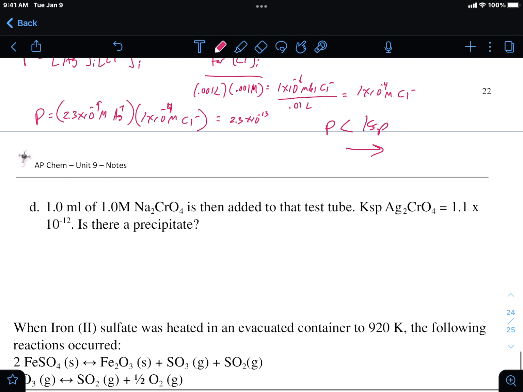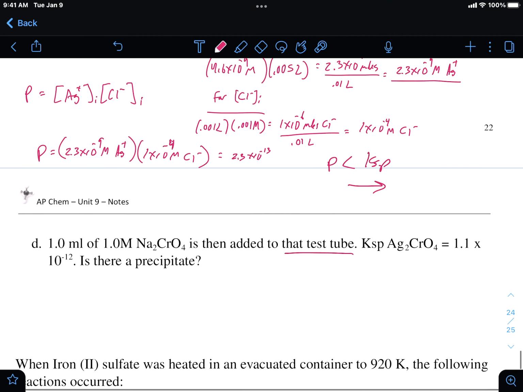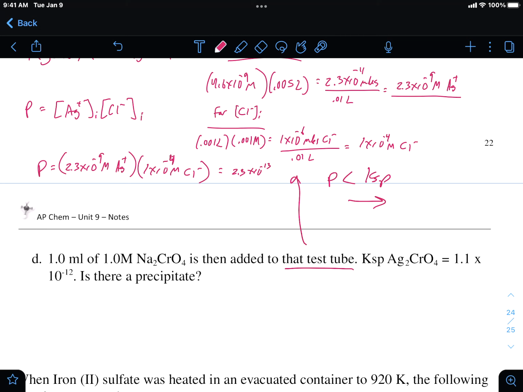All right, so 1 milliliter of 1 molar sodium chromate is then added to that test tube. Which test tube? This test tube. And they give us a KSP. Is there a precipitate? All right, so it's now silver chromate that we're paying attention to. So Ag2CrO4, 2 Ag plus chromate.